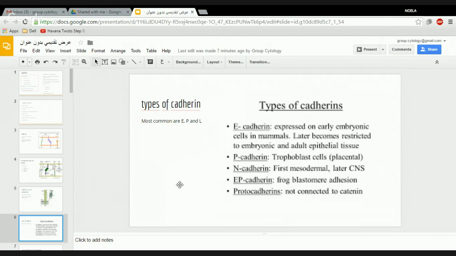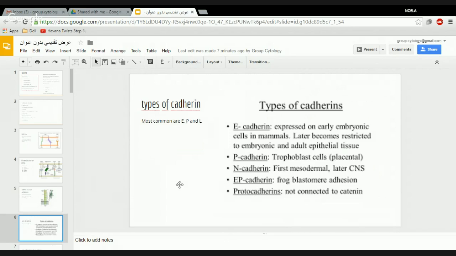Mouse embryos that are deficient in E cadherin fall apart when they try to develop, and they're not going to be implanted into the placenta. And if they don't get implanted, then there will be no development of the fetus or the embryo. So they play a very crucial role in development.